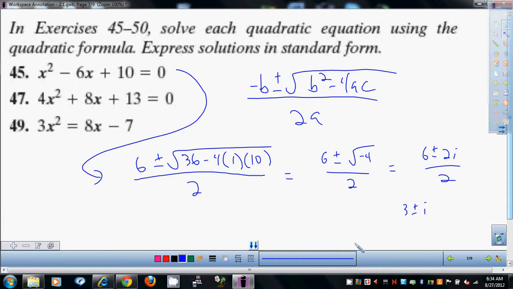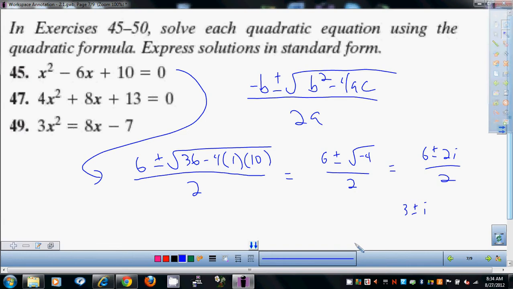Quadratic formula. It's a handy dandy little gizmo that we will be using all year. Questions?